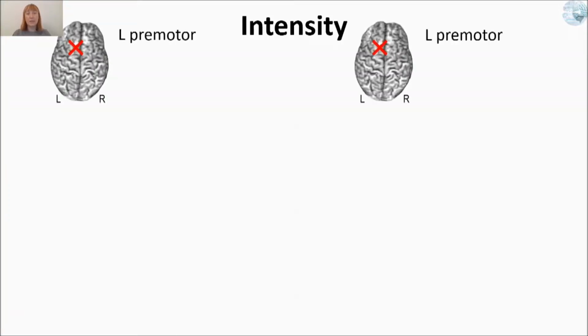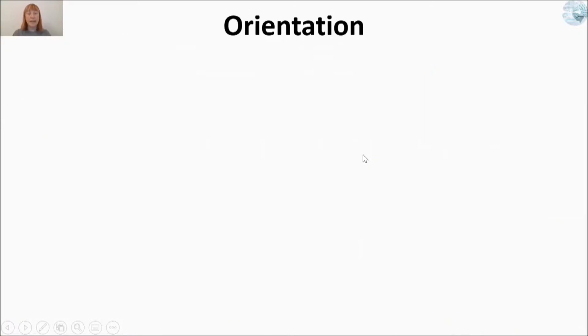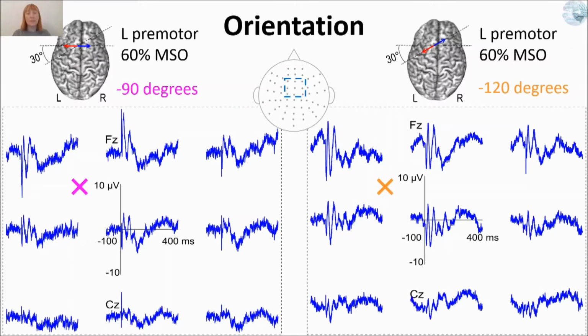Similarly, if we stimulate exactly the same cortical target at a different intensity, we should see larger responses after stronger stimulation and smaller responses after weaker stimulation. Again, if we stimulate the same cortical site at the same stimulation intensity but with a different coil orientation, we should see different EEG responses to TMS.